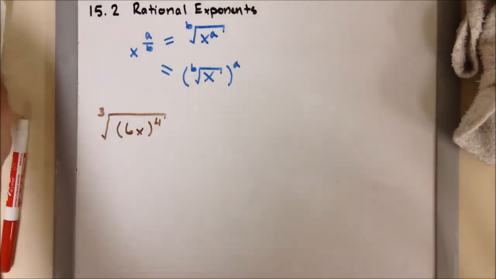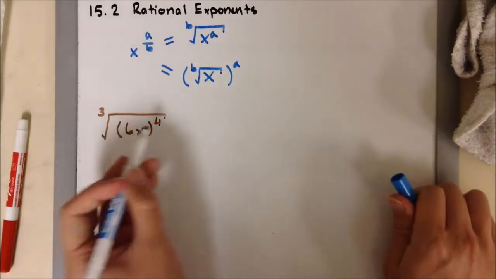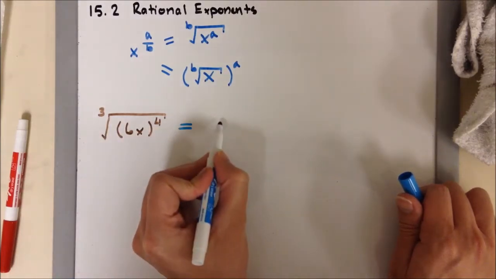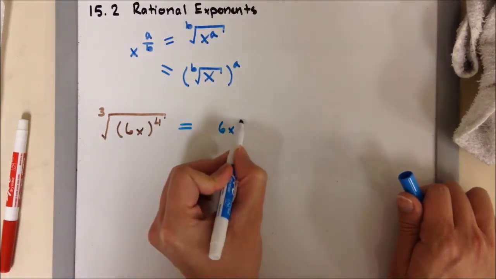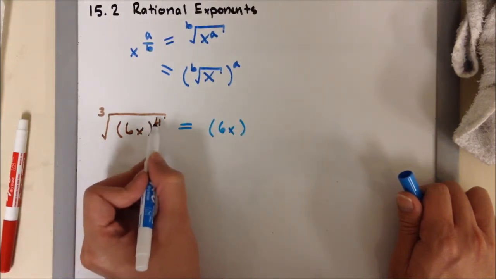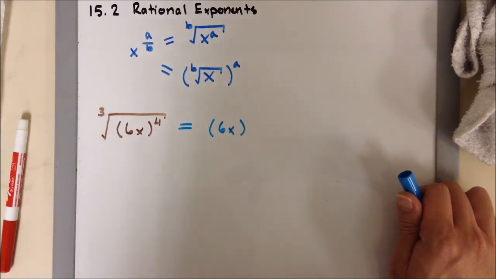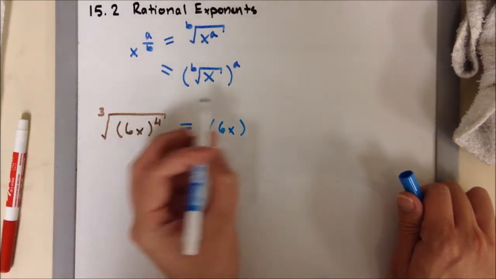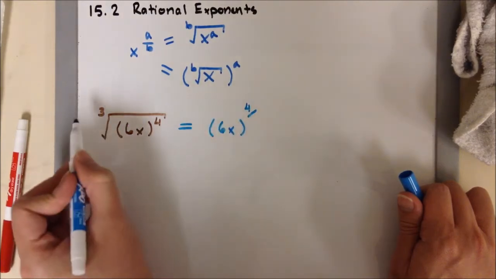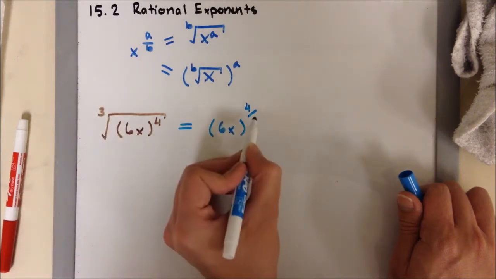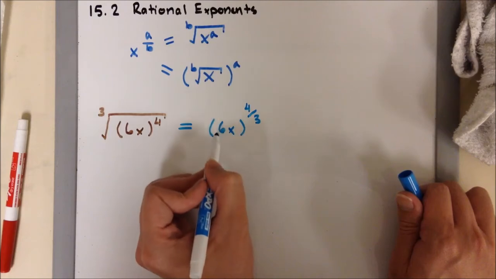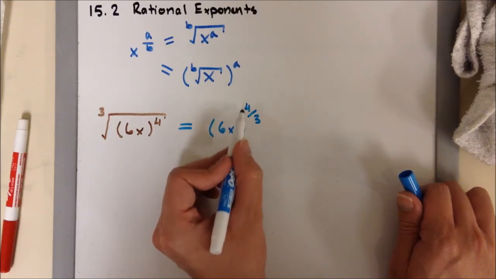If you were asked to rewrite it in rational exponent form, we're going to write the inside 6x in parentheses, because we have multiple parts where the exponent applies to the 6 and the x. The exponent that's inside the radical is going to be my a, so it's 4 on the top. Then my denominator is the index, which is the 3. So my answer, in rational exponent form, is 6x to the power of 4 over 3.